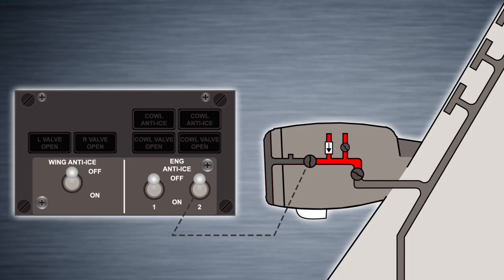The cowl valve open lights illuminate bright when the respective cowl anti-ice valve is in transit, and the lights will also illuminate bright if the position of the switch disagrees with the position of the valve. The light dims when the valve is open, and if the light is extinguished, the valve is closed. There are 2 cowl valve open lights, one for each engine.